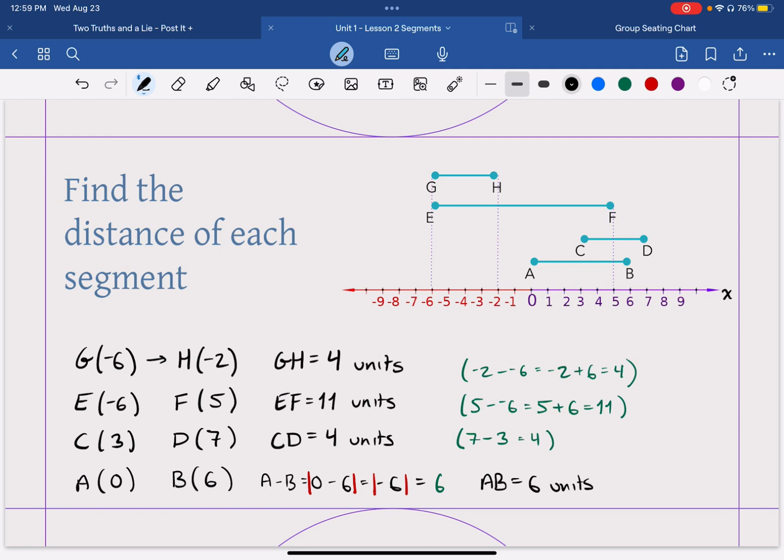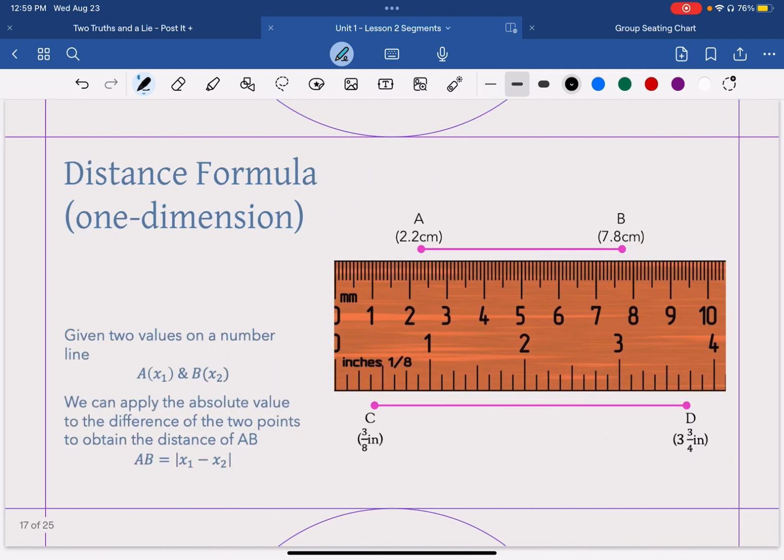Now this is a one-dimensional way of finding distance. This is the distance formula for one dimension. When we have, say, x1 or x2 all on the same line, we can find the difference between those two and we can take the absolute value.